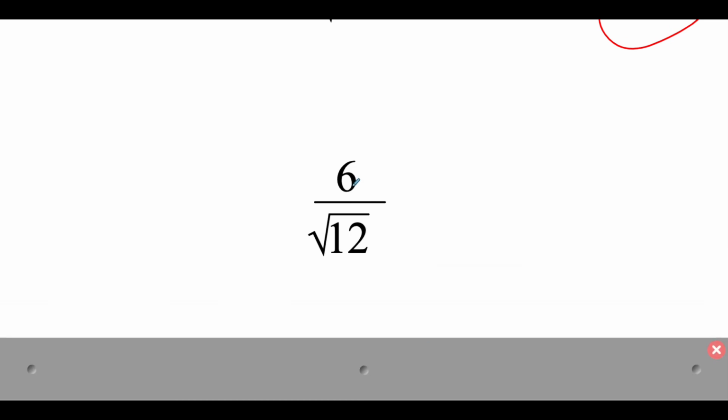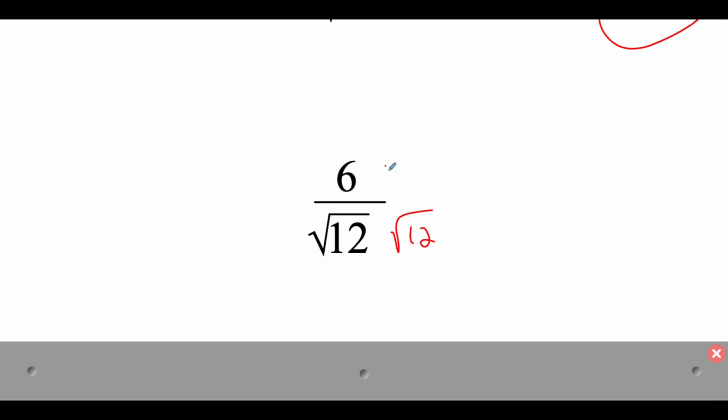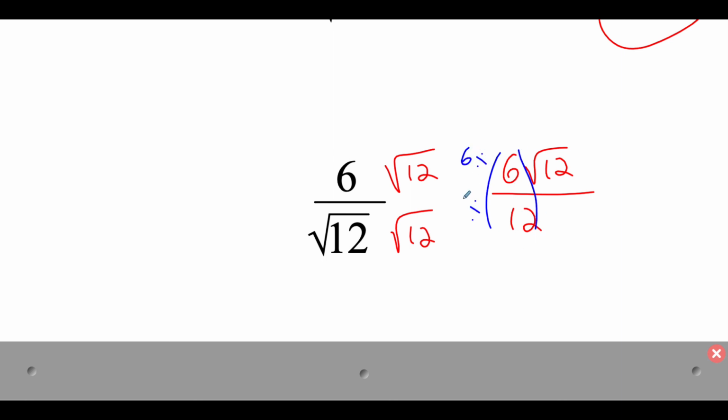Now as I look at this example, we've got 6 over the square root of 12. I'm going to multiply top and bottom by the square root of 12 in order to rationalize that. So on top I get 6 root 12. On bottom I get just a regular 12. Now if I look, 6 and 12 have a common divisor of 6, so I can reduce that down. On top, 6 divided by 6 is just going to be 1. On bottom, 12 divided by 6 is going to be 2, but I have that square root of 12 on top.